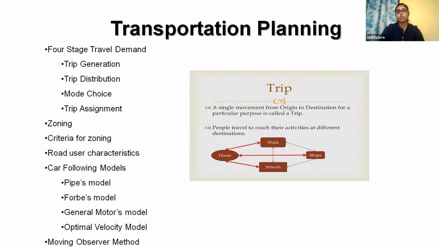Then additional portions are also considered, such as road user characteristics and car following models. These are introduced here because we have seen previous year questions from these areas. So we have also included these portions: Pipes model, FOBS model, General Motors model, optimal velocity model, then moving observer method. These are introduced because they have been asked in previous year questions.